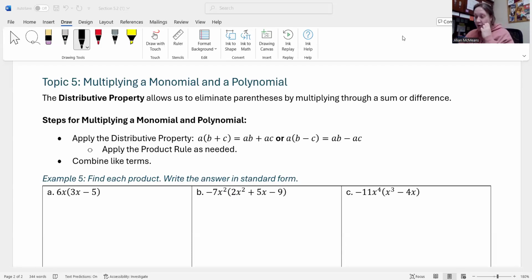In topic 5, we're going to multiply a monomial and a polynomial. So we're going to multiply a single term by 2, 3, or more terms. Okay, so a monomial by some polynomial that has more than one term. Now, what we really need to know here is the distributive property.